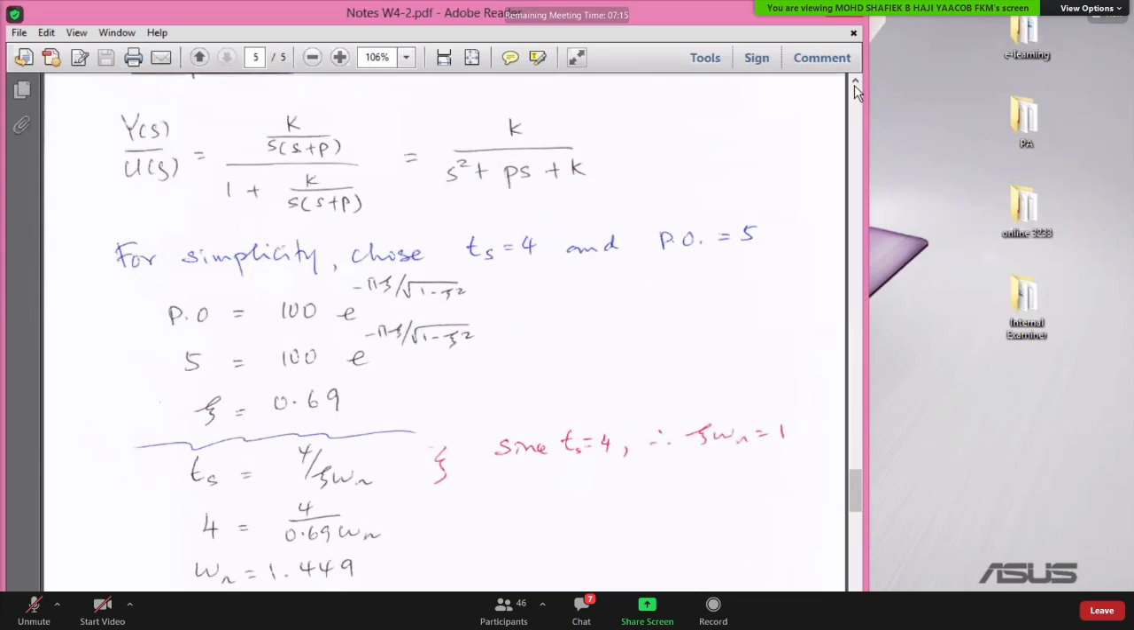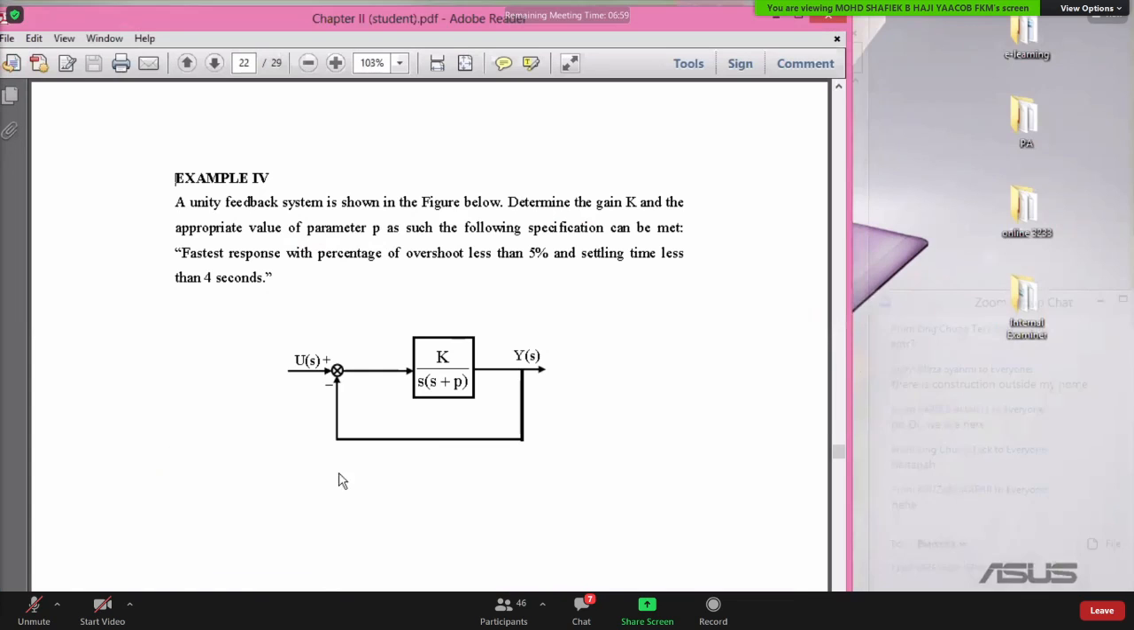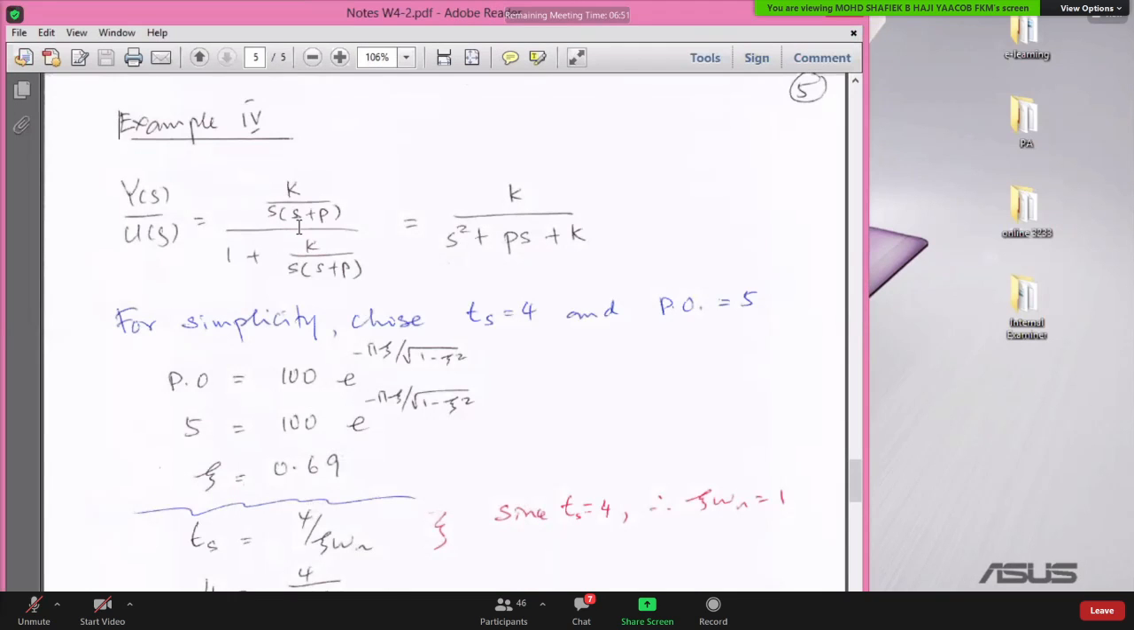Okay, so this is the overall transfer function, G divided by 1 plus GH. In this case, H is just equal to 1, so there's nothing missing here. Previously, we had a missing 1 over 6. But here, the feedback path is just a unity feedback. H is equal to 1. So now this is your overall transfer function.